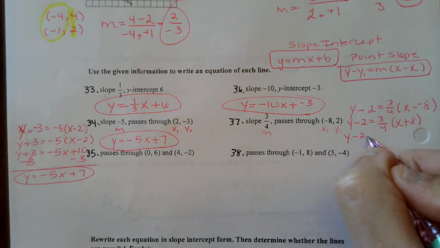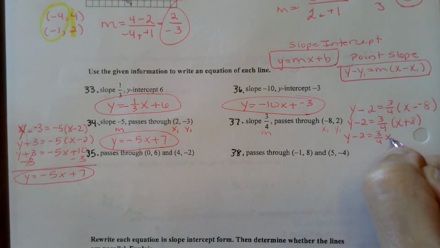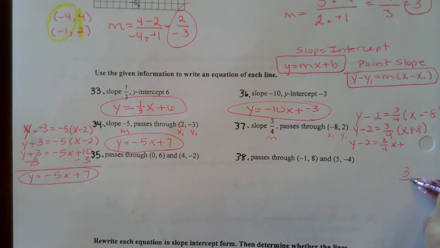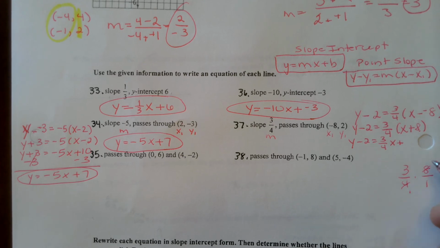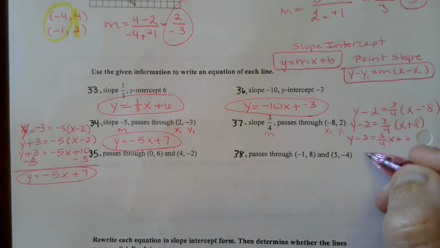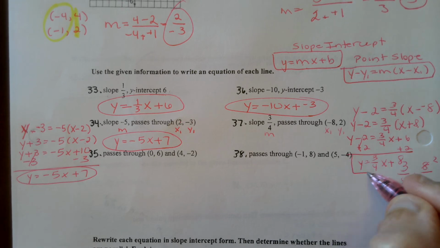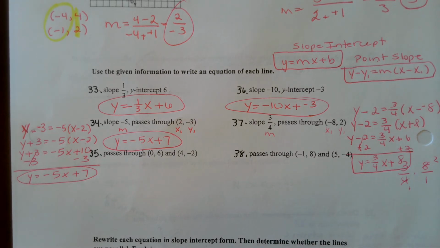Distribute. 3/4 x plus 3/4 times 8, you guys. You can do that. 3/4 times 8. Cross cancel, and that's 6. Add 2. Y equals 3/4 x plus 8. There is your answer. Next.